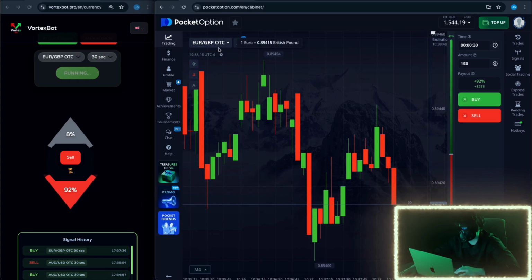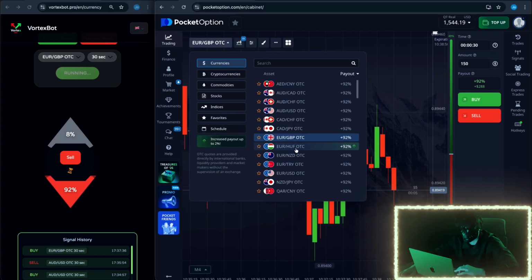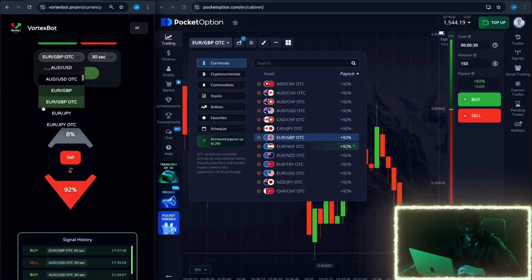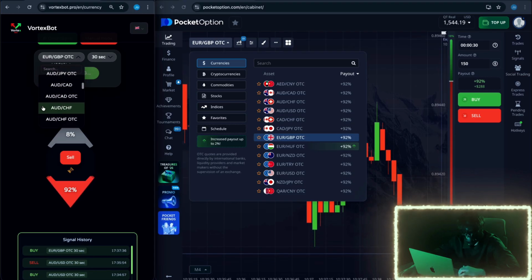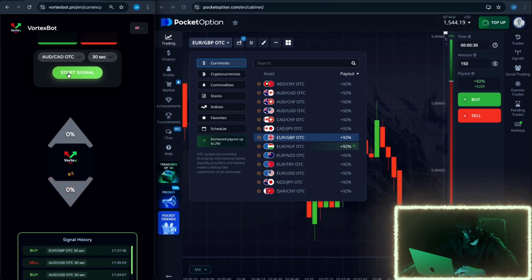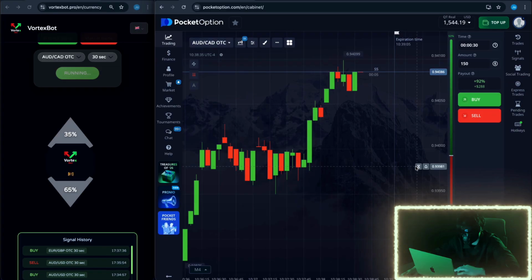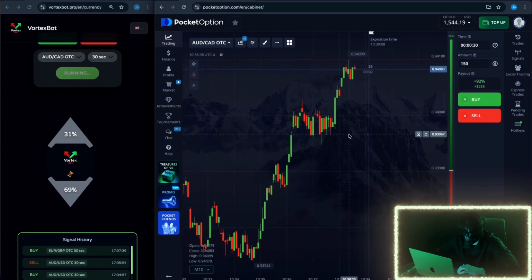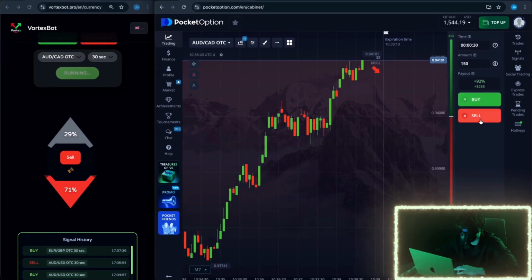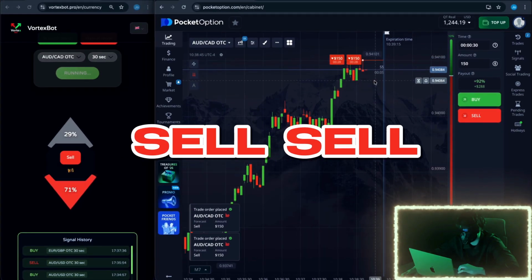Let me remind you that we've already made over $400, and we're still moving forward. Now choosing another currency pair. Let's go with AUD CAD, AUD CHF. And we wait patiently for the signal that Vortex will provide us, and so most likely the trade will be a sell. Guys, just as I said, Vortex immediately gives us a signal.